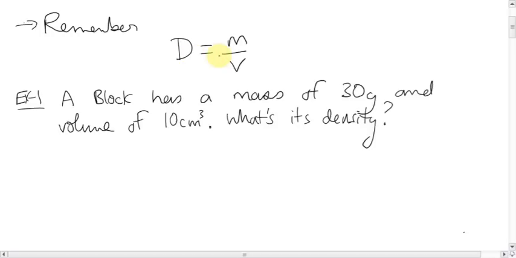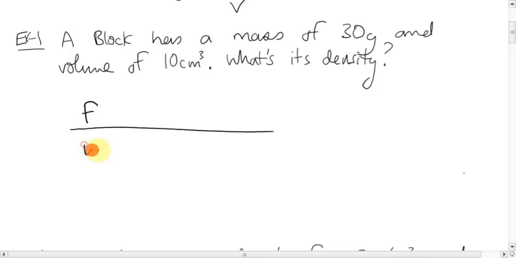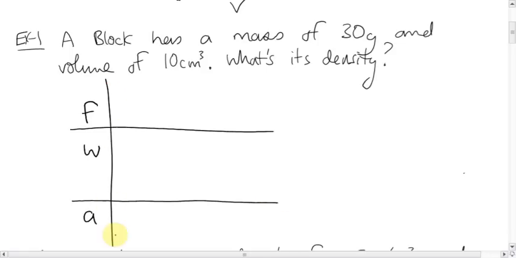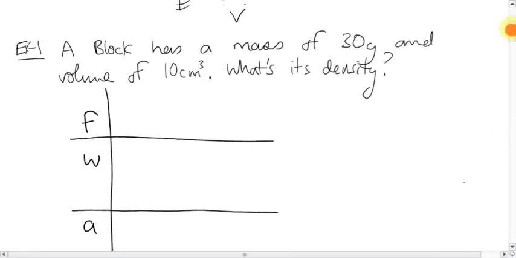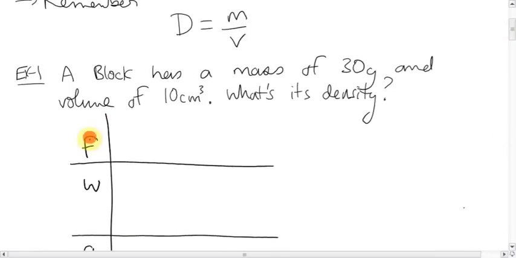Three letters helped you remember that. It was FWA. Hopefully you remember that. So, formula, work, and then the answer. The formula here is, and again, we use this FWA whenever we have any formula, a word problem that involves a formula. So the formula we have is density is equal to mass divided by volume.